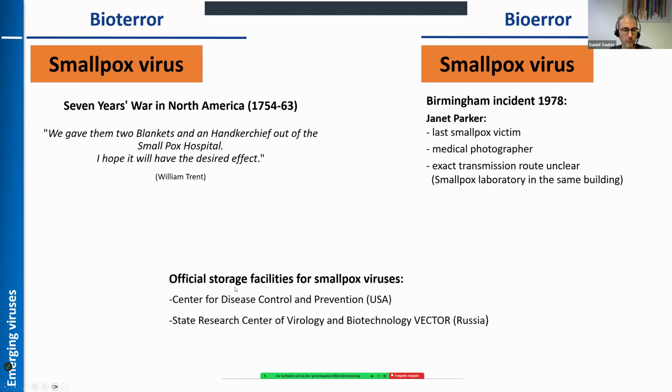I think I mentioned this before: smallpox viruses are extinct in the wild, but there are two labs in the US and Russia that still keep some smallpox viruses in their freezers, arguing that we may need them in future for research purposes.